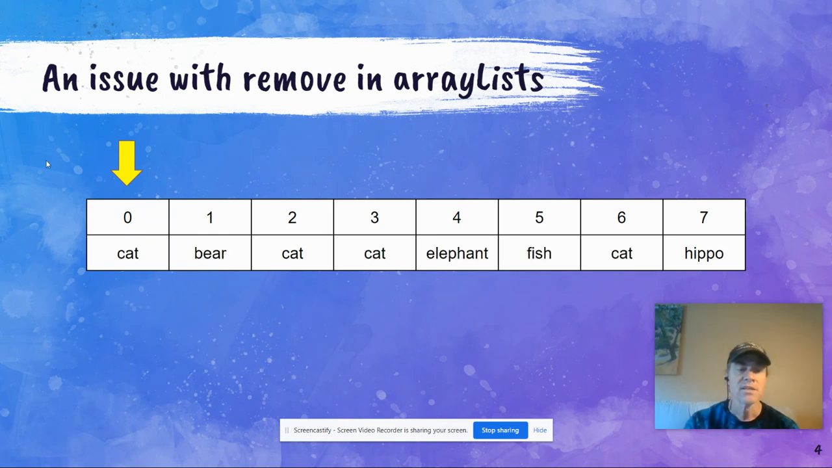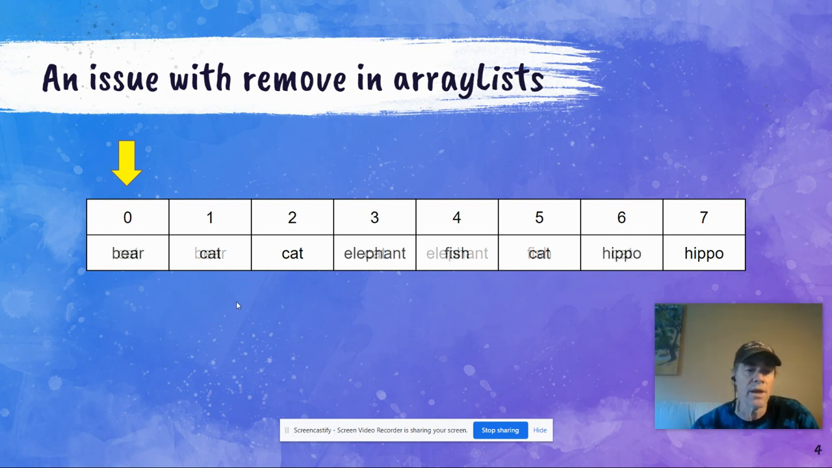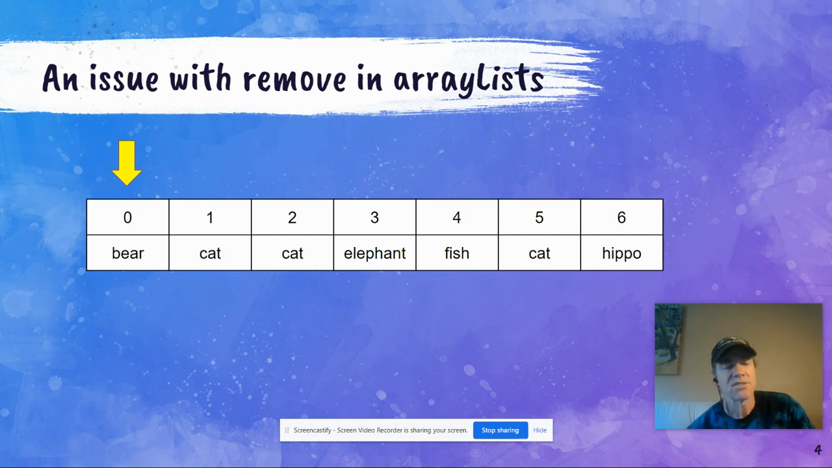So that's going to get deleted, and all these guys are going to get shifted down 1. So instead of there being 8 elements, there's going to be 7. The index of the last one is going to be number 6. This one's going to be gone. It's going to go bear, cat, cat, elephant, fish, cat, hippo. And that's going to be the new array. So sure enough, that's in fact what happens. I'm done with the first step.